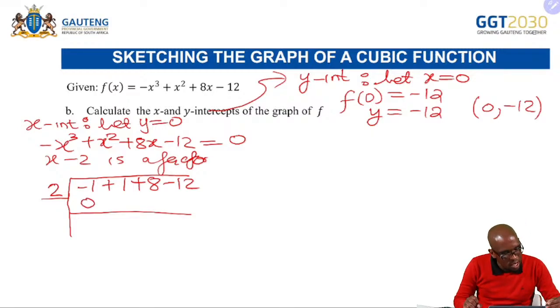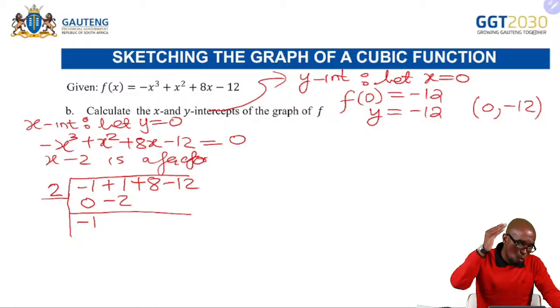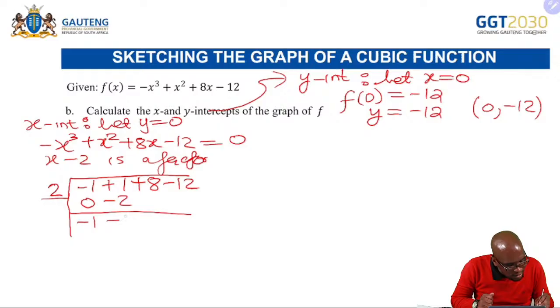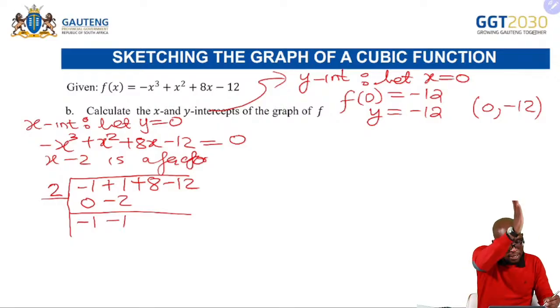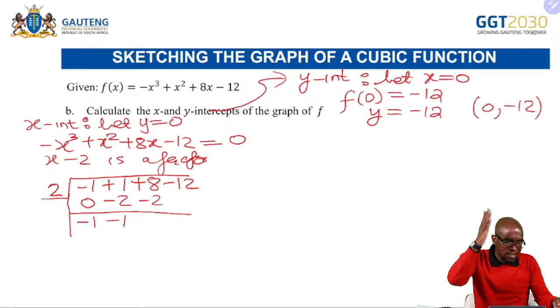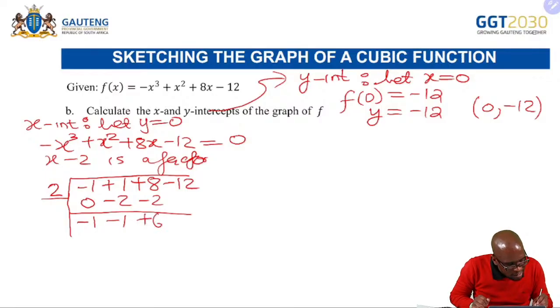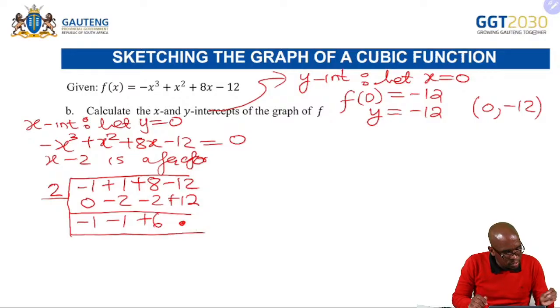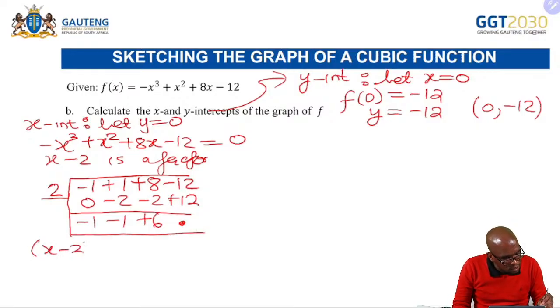So that's what you do with synthetic division. If I start at 0 here, minus 1 plus 0 gives me minus 1. Take the minus 1, multiply by the factor, I get minus 2. Then 1 plus minus 2, I get another minus 1. Minus 1 multiplied by the factor, I get minus 2. Then plus 8 minus 2, I get plus 6. Plus 6 multiplied by the factor gives plus 12. If you add the last two, you should always get 0. So the factor is x minus 2 into minus x squared minus x plus 6, and this is equal to 0.